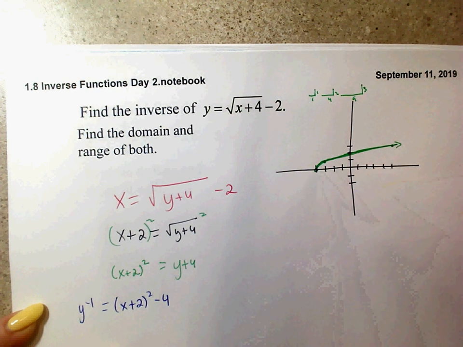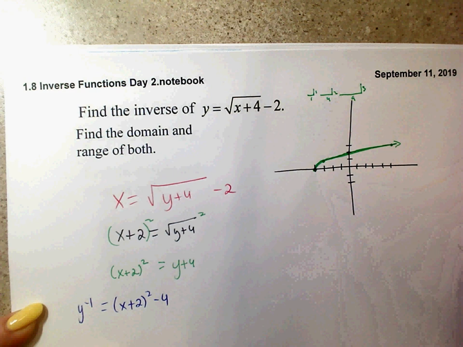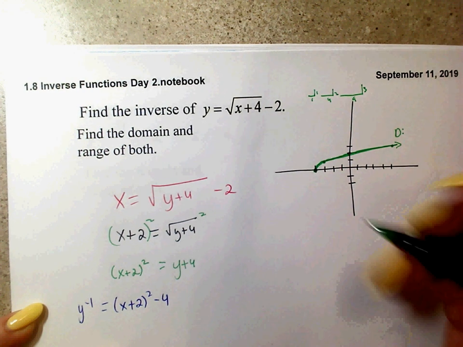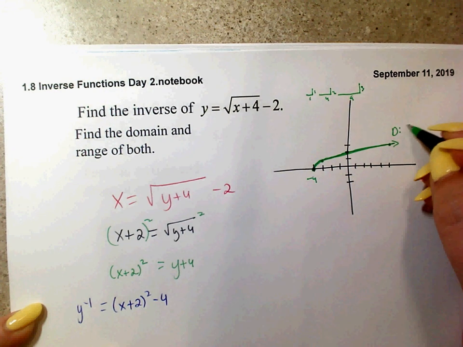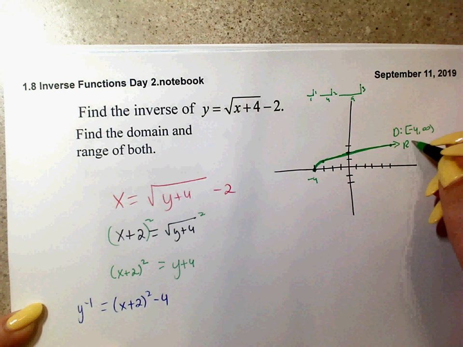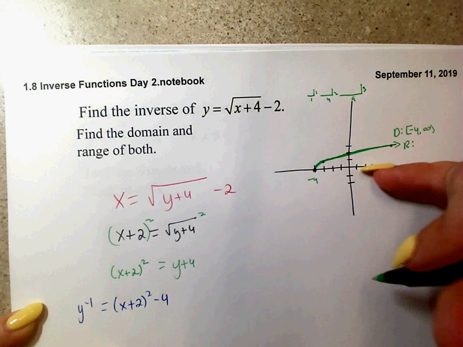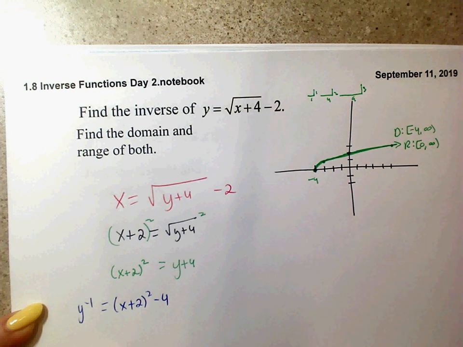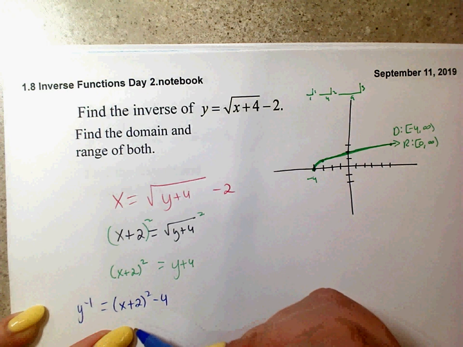Now, if someone asks me for the domain and range of that, I'm going to say domain is from left to right. The farthest left it goes is -4, and it goes to the right to infinity. And the range is up and down. The lowest it goes is the y value 0, and it goes up to infinity. Well, its inverse is this quadratic, kind of.